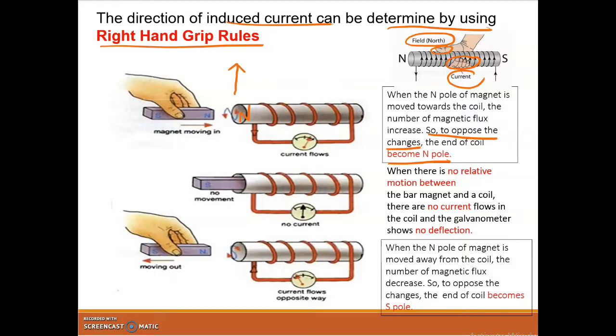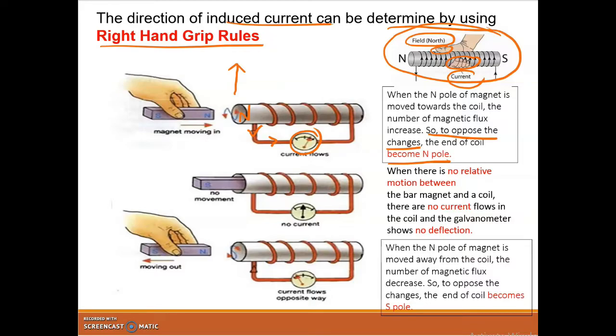So, by using the right-hand grip rule, we hold the permanent magnet bar and our thumb shows the direction of the north pole. So, our thumb shows the direction of the north pole. So, the direction of current will be like this. So, this is the current flow where the galvanometer will be deflected to the right. Okay? Hold your permanent magnet bar by using your right hand like this.